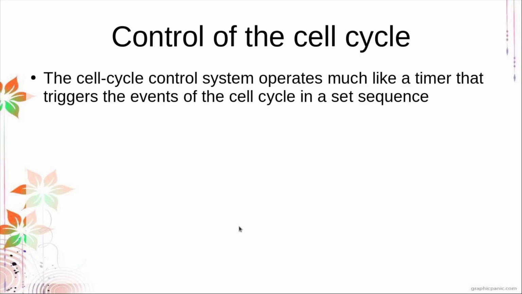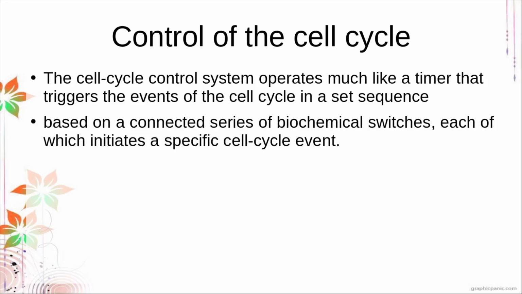The cell cycle is a very tightly controlled cycle. The system that controls it operates much like a timer that triggers the events of the cell cycle in a set sequence. These sequences are based on a connected series of biochemical switches.